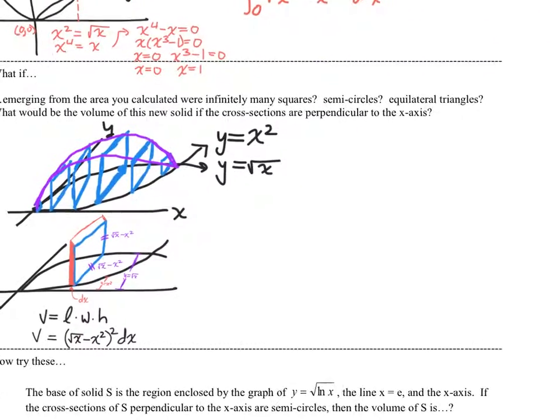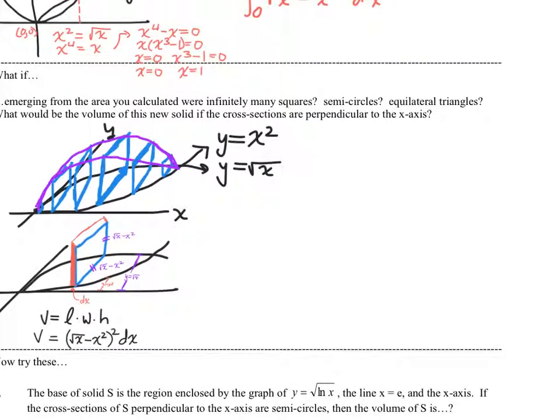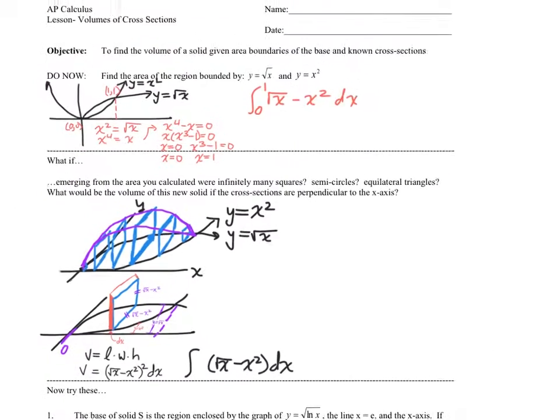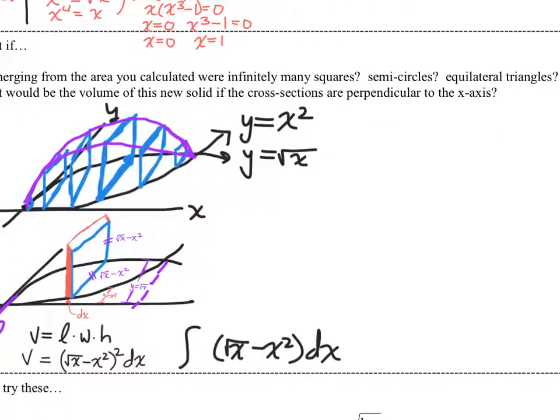But I want them all. All right, so if I want them all, I'm going to integrate the square root of x minus x squared dx, going from the start of the interval, which is at 0, to the end of the interval. Where is the end of the interval? 1. So 0 to 1.